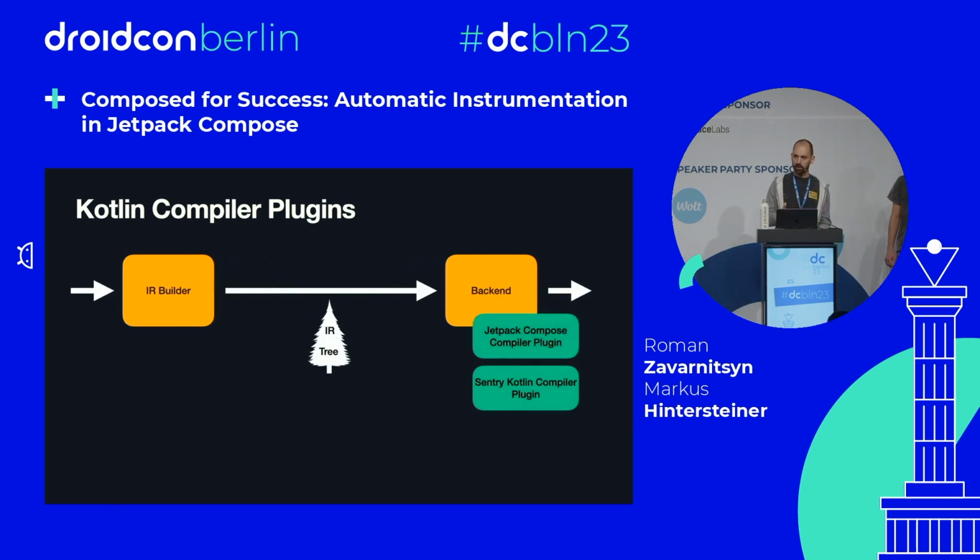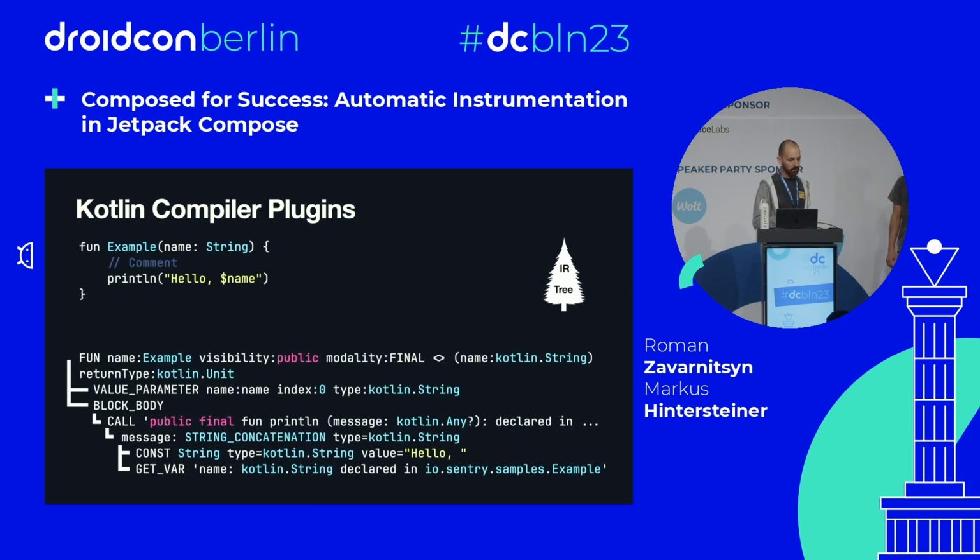To better understand how Kotlin compiler plugins work, we have to understand this IR tree better. This is created by the builder, and then inside the backend, all the plugins are being executed, and they allow you to modify this IR tree. Here I have a very basic example of how this IR tree can look.